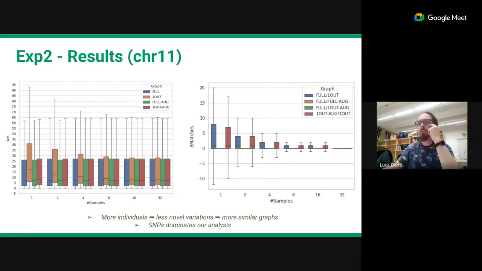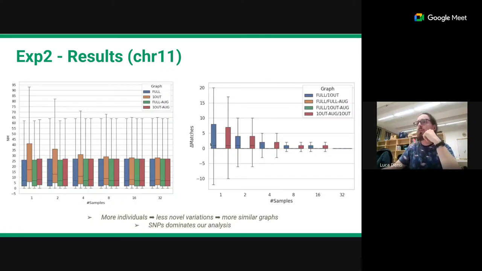Okay, so we have the median at 1, and this is just because SNPs dominate our analysis. These are mostly all SNPs. We have a lot of SNPs that are in the individual and not in the graph. So if we compare the alignment to the full graph and to the graph without that individual, all the SNPs will produce at least one error in the read, so one less match in the alignment.